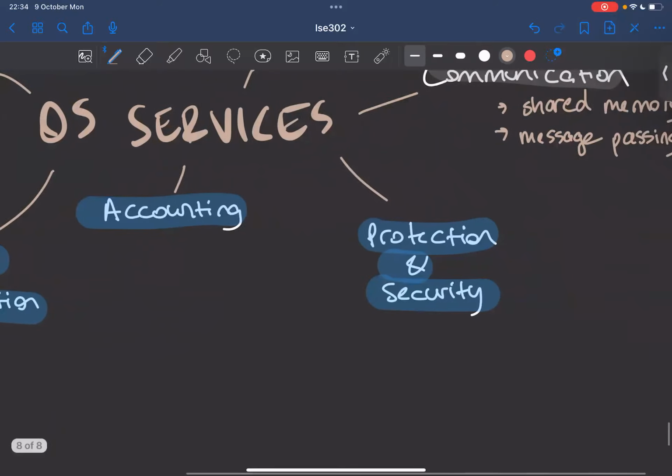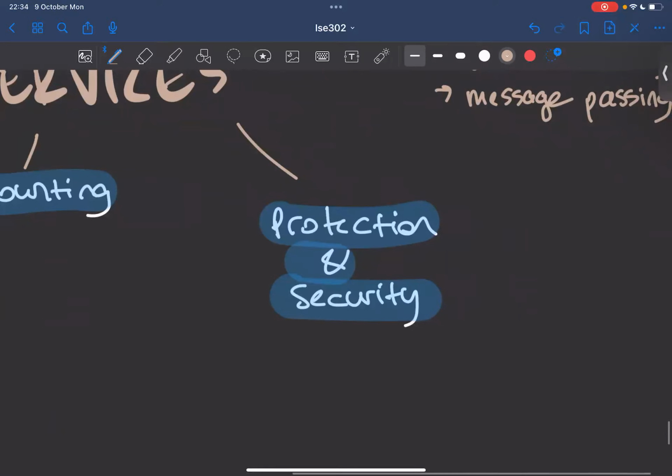For protection and security, it's just like you lock your door to keep your things safe. The operating system also needs to ensure that information in the computer is protected. It makes sure that one program doesn't mess with another and that only authorized users can access certain things. So the operating system puts precautions everywhere to keep everything secure and working well.